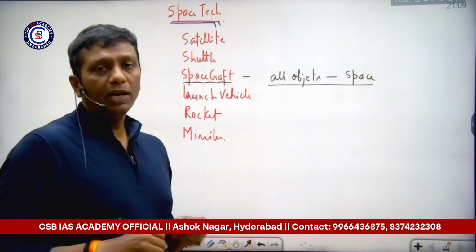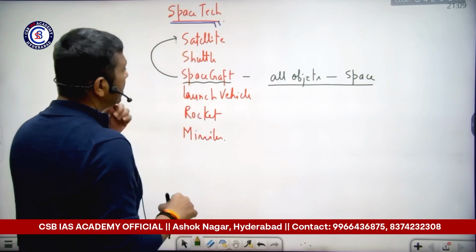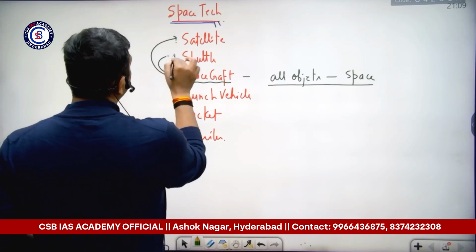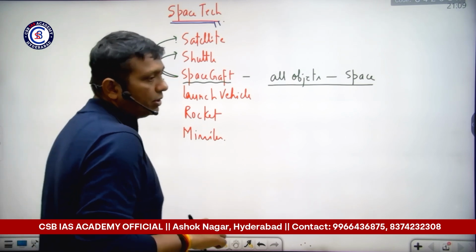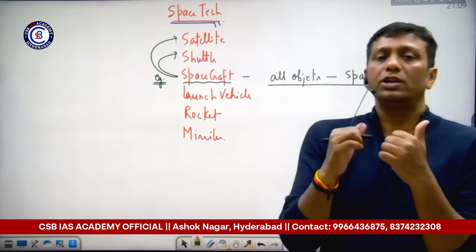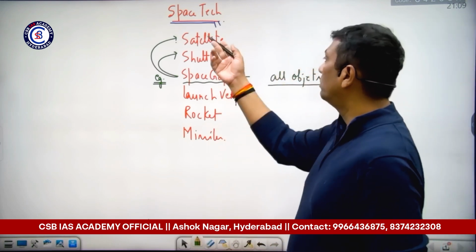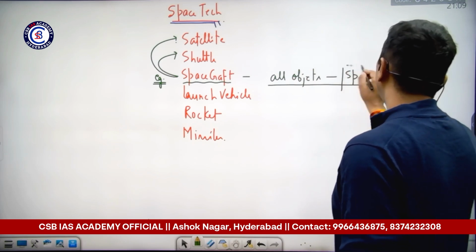Here I can give you an example: a satellite we send in space is one example of a spacecraft, and a shuttle we send in space is another example. So all objects that we send in space are generally called a spacecraft, as for example a satellite and a shuttle. But one thing you should be very clear about: what is space?